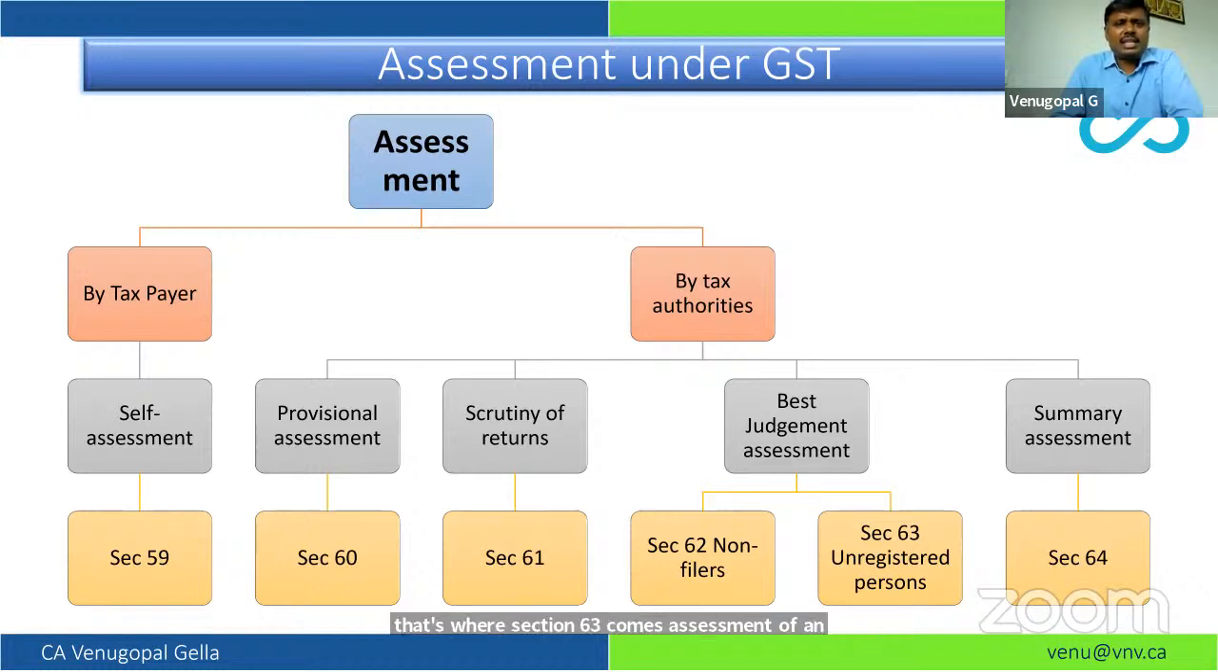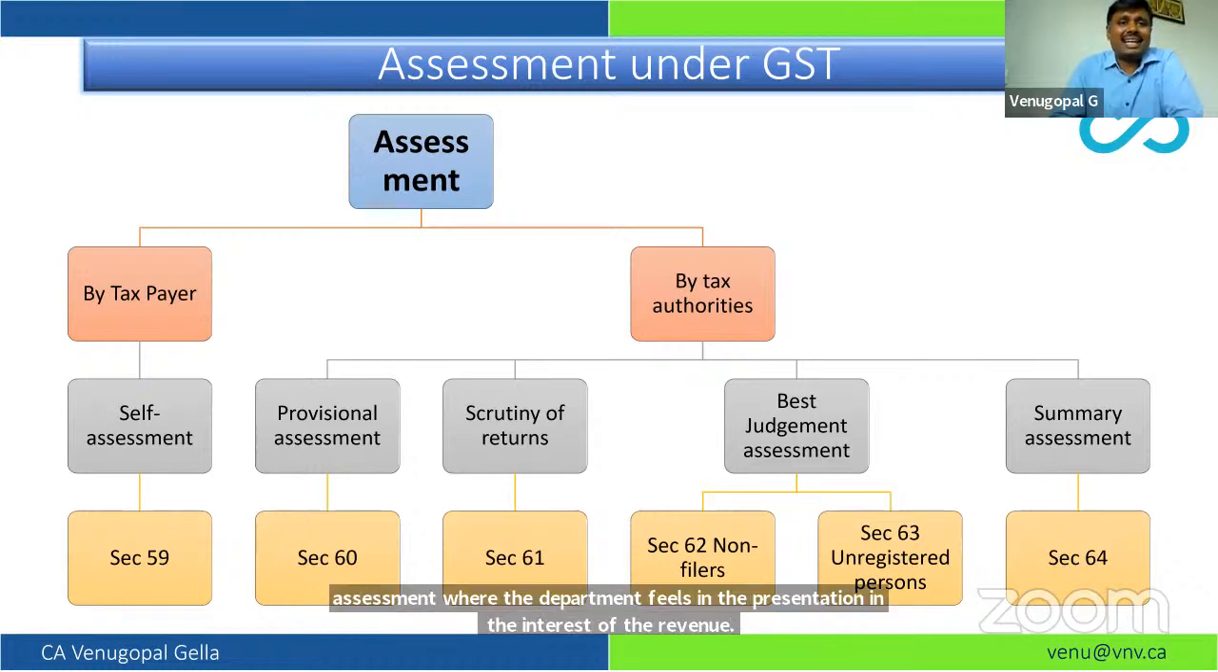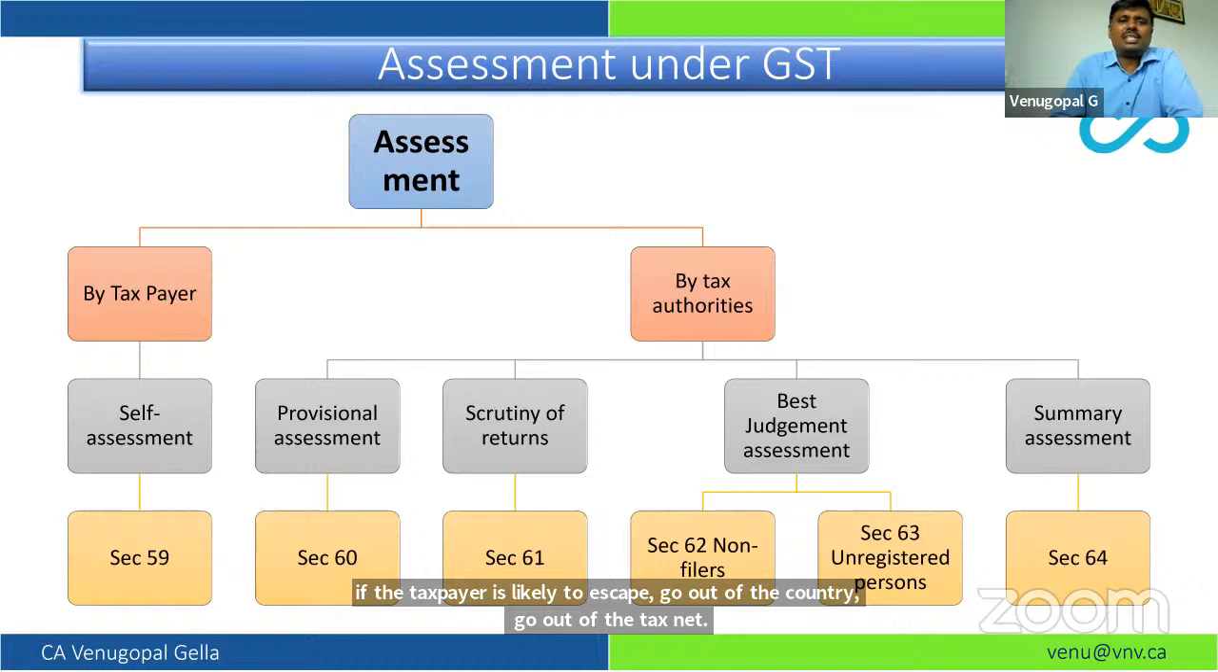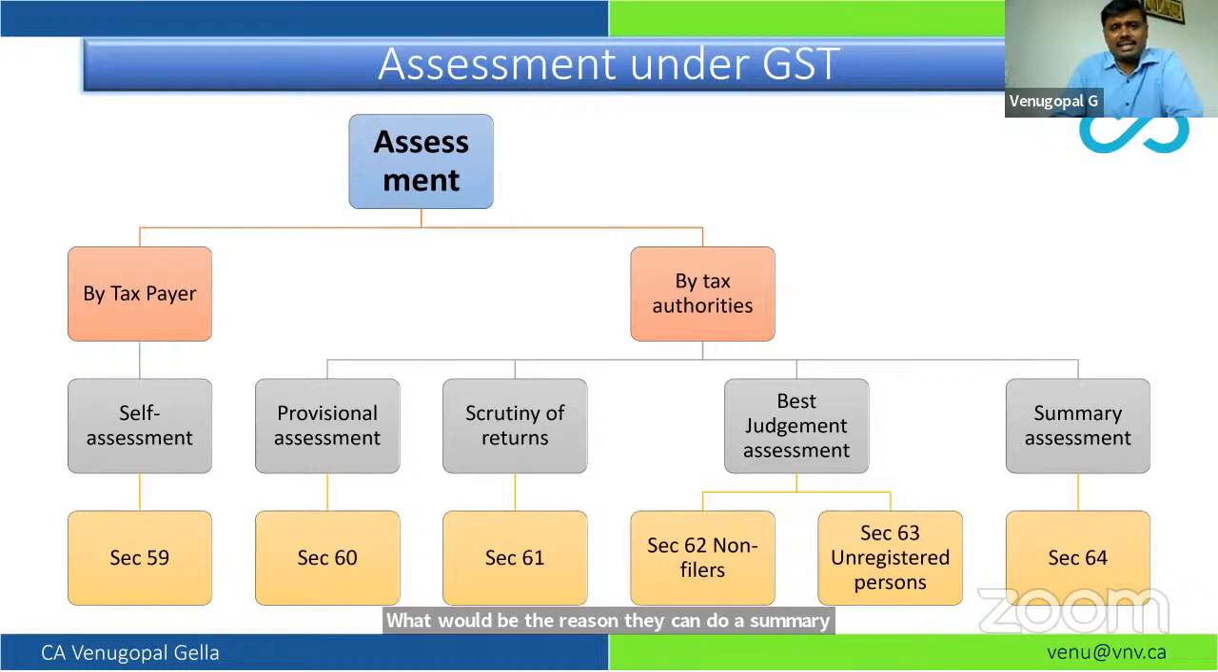Under exceptional circumstances, there is a summary assessment where the department feels, in the interest of the revenue, that the taxpayer is likely to escape, go out of the country, or go out of the tax net, whatever be the reason. They can do a summary assessment, right? Very rare cases.